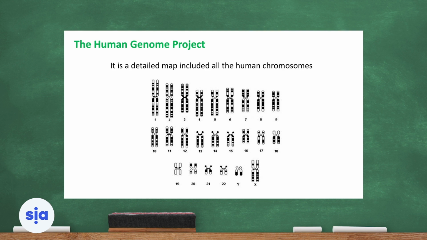Here we come to the Human Genome Project. This is a detailed map including all the human chromosomes in each and every cell in your body. The total is 46 chromosomes. So this means that in each cell in your body there are 46 chromosomes.